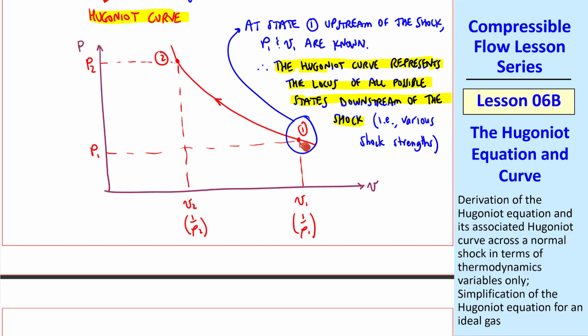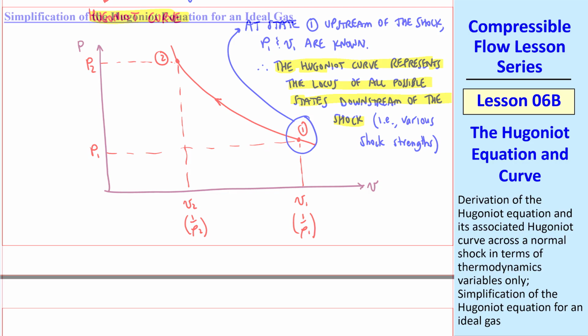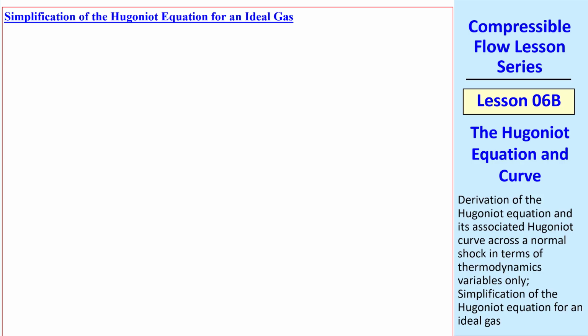Starting at point 1 upstream of the shock, as we move along this curve, the shock gets stronger and stronger, and this point is just one possible shock with some pressure P2 bigger than P1. A very weak shock would have P2 just a little bit bigger than P1. Well, as I said, the Hugoniot equation that we derived is valid for any gas. Now let's simplify it for an ideal gas.